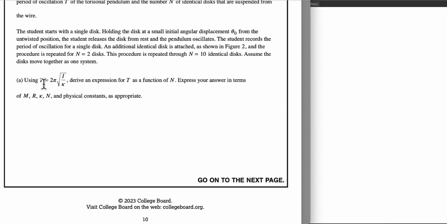Question A, using T equals 2 pi square root I over kappa, derive an expression for T as a function of n. Express your answer in terms of m, r, kappa, n, and physical quantity constants as appropriate.